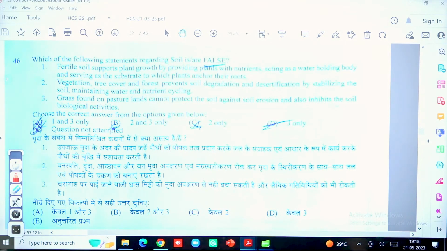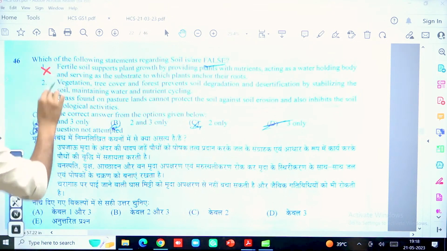So, fertile soil supports plant growth by providing plants with nutrients, acting as a water holding body and serving as the substrate to which plants anchor their roots. So, look here. This statement, this question number 46, if you look into, this statement is wrong.